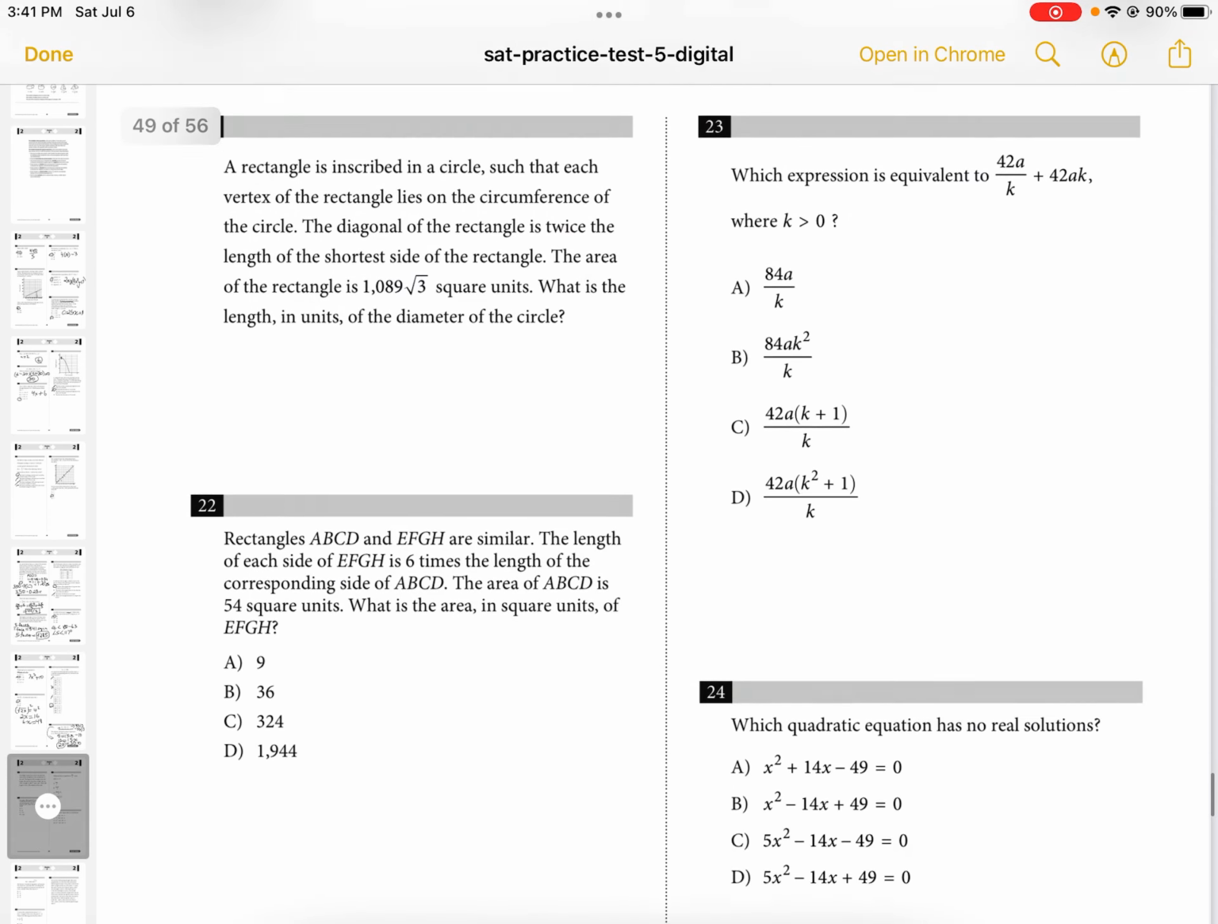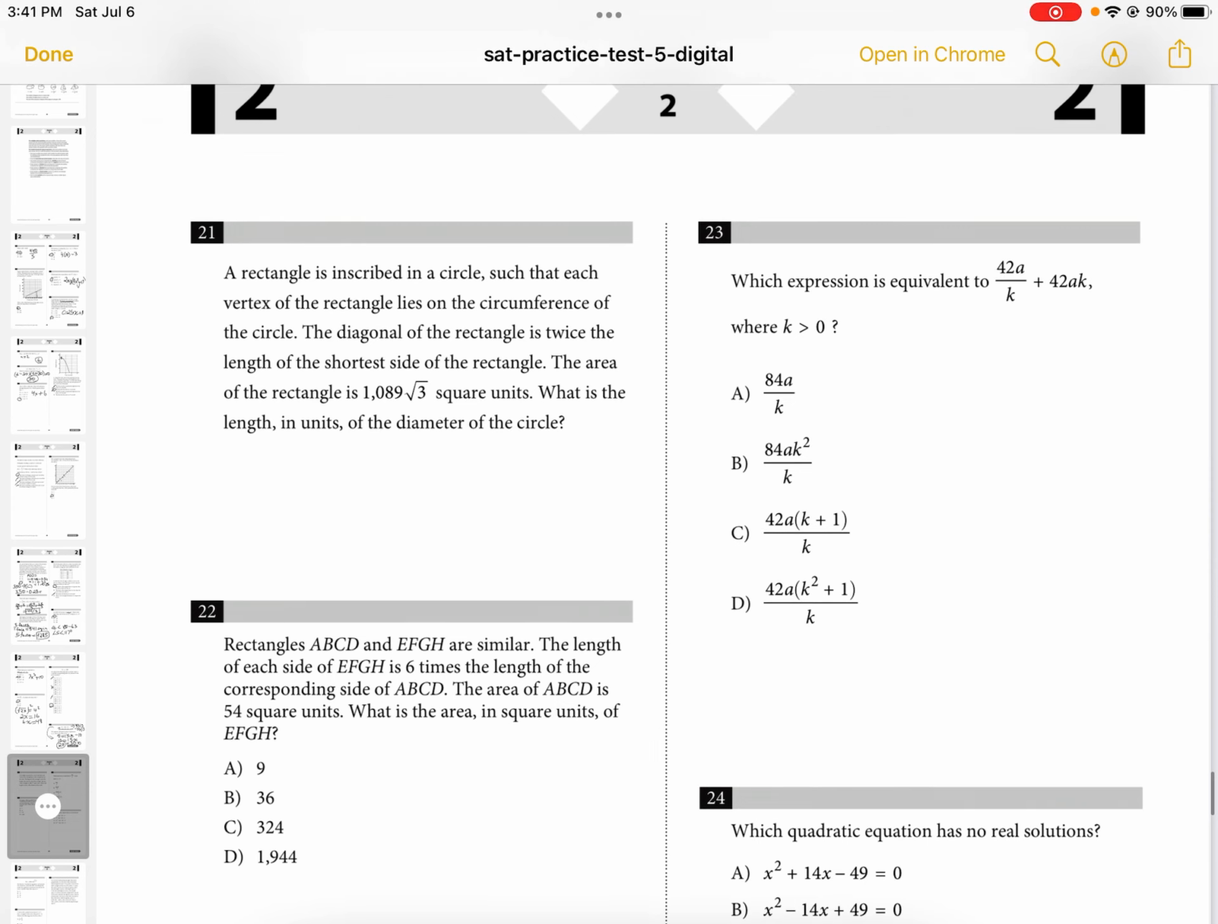Next question. Number 21. A rectangle is inscribed in a circle such that each vertex of the rectangle lies on the circumference of the circle. The diagonal of the rectangle is twice the length of the shortest side of the rectangle. The area of the rectangle is 1089 square root of 3 units. What is the length in units of the diameter of the circle?